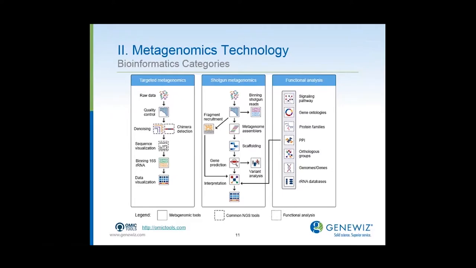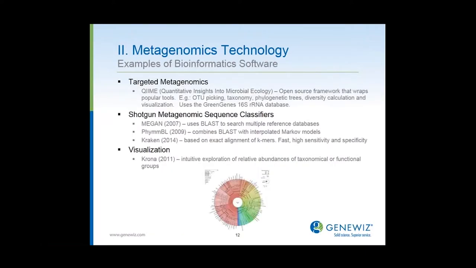For targeted metagenomics, like shotgun metagenomics, it starts off with quality control, programs like FastQC and Trimmomatic, and then the software splits off into specific software for targeted metagenomics and for shotgun metagenomics. We also have functional analysis software, whether it's to examine signaling pathways or metabolic pathways, to study protein families, protein-protein interaction, and so on. It's just a small sample of bioinformatics software.